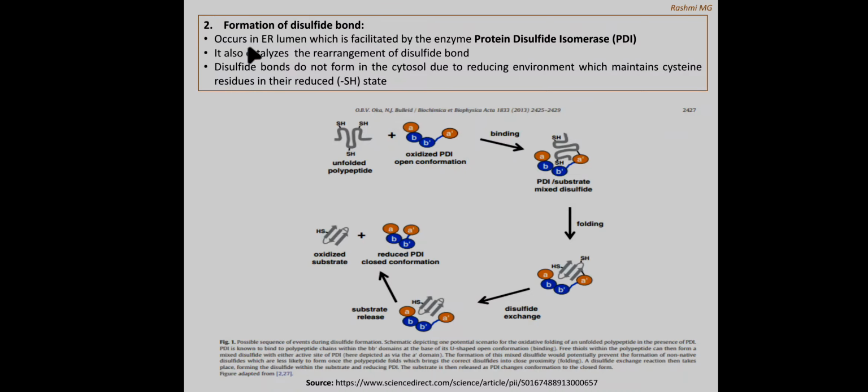Formation of disulfide bonds occurs in the ER lumen. It is also one of the functions of the ER, where the formation of disulfide bonds happens in the ER lumen, which is facilitated by the enzyme protein disulfide isomerase, PDI. It also catalyzes the rearrangement of disulfide bonds. Disulfide bonds do not form in the cytosol due to the reducing environment, which maintains cysteine residues in their reduced SH state.